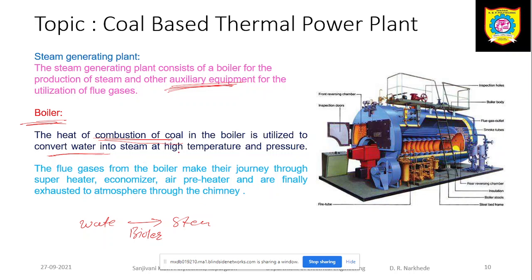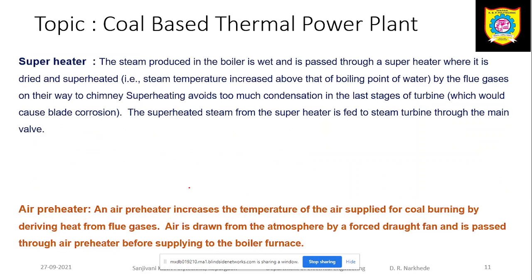Okay, so I will get high temperature as well as high pressure steam. The flue gases from the boiler make their journey through the superheater, economizer and air preheater, and are finally exhausted to the atmosphere through the chimney. Now what is the role of the superheater over here?